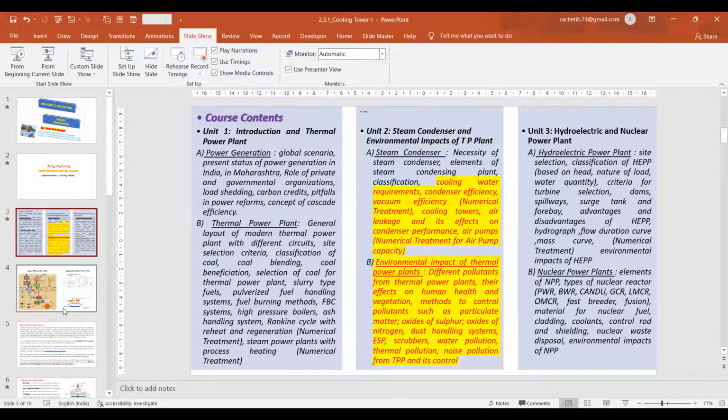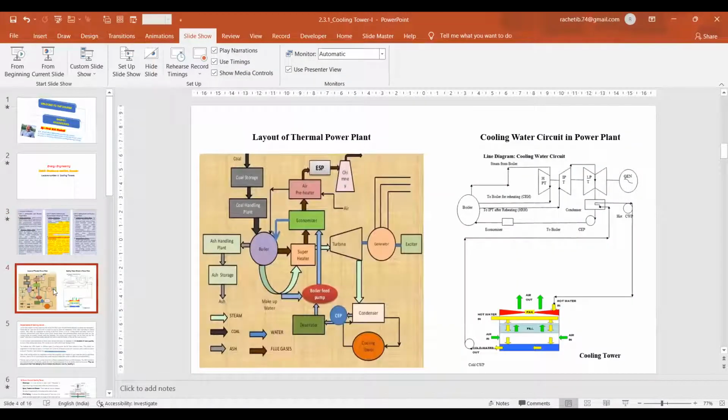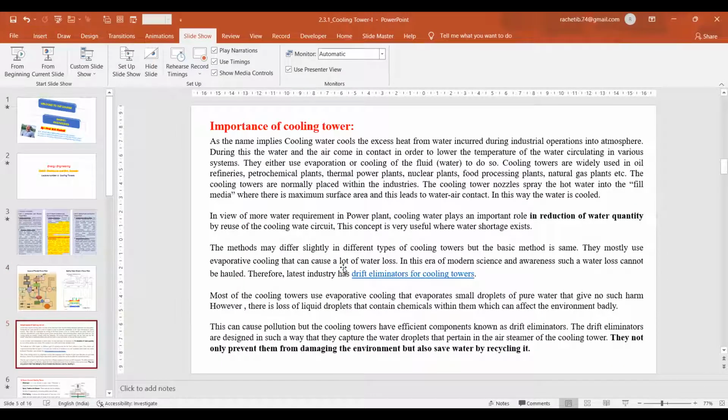Before starting the new lecture on cooling towers, we have a brief recap of the last period, whatever we have discussed. We have seen the layout of a thermal power plant and where the cooling tower is positioned in the layout, and what the purpose of the cooling tower in the thermal power plant is, and we explained it with the cooling water circuit. Then we saw the importance of cooling towers.